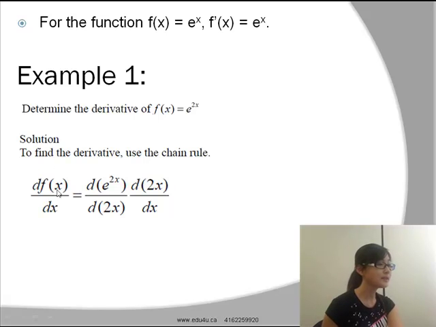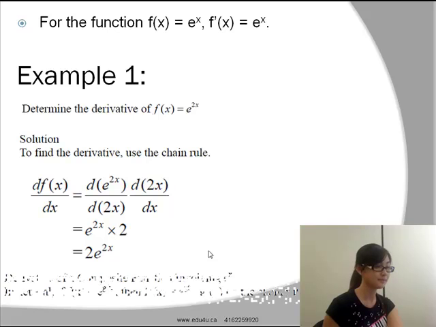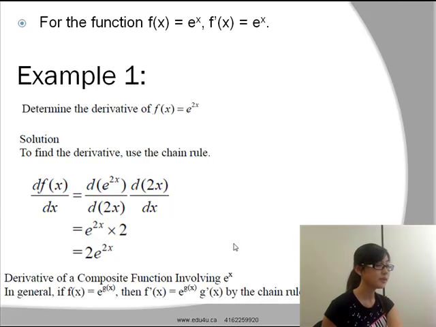That's going to be df/dx equals, generally, df/du times du/dx. In this case, f of x equals e to the power of 2x, and u will be equal to 2x. That will be equal to e to the power of 2x times 2, which is 2 times e to the power of 2x.